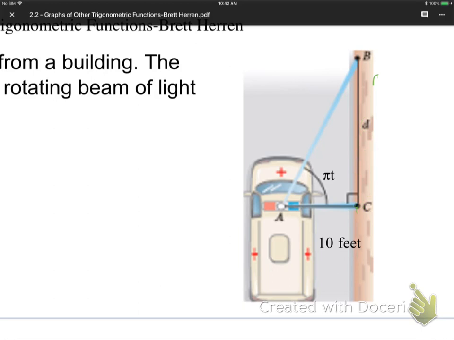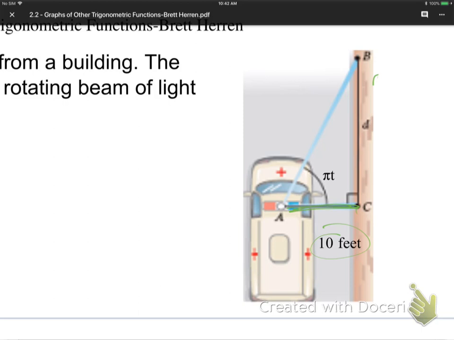Well, how do you figure that out? They just set up a little right triangle. You guys are pros at right triangles. They said, look, this is 10 feet. In real life, like physics, you just measure. The siren is 10 feet from the wall.